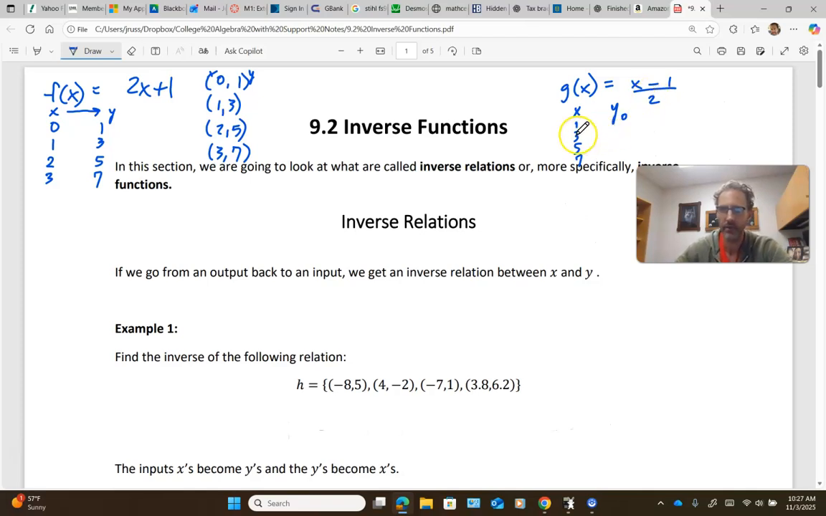And then if I plug 3 in, 3 minus 1 is 2, and 2 divided by 2 is 1. And then we'll plug in 5. 5 minus 1 is 4, and 4 divided by 2 is 2. And then finally we plug in 7. 7 minus 1 is 6, and 6 divided by 2 is 3. Okay, so now I'm going to express these as ordered pairs as well. And so hopefully you're noticing something.